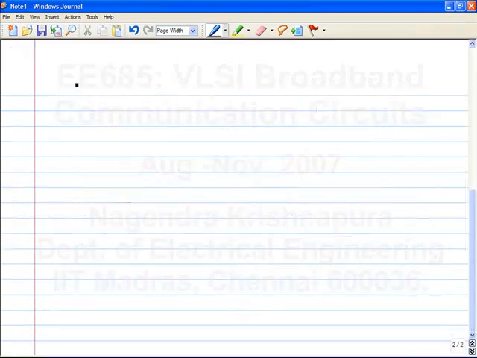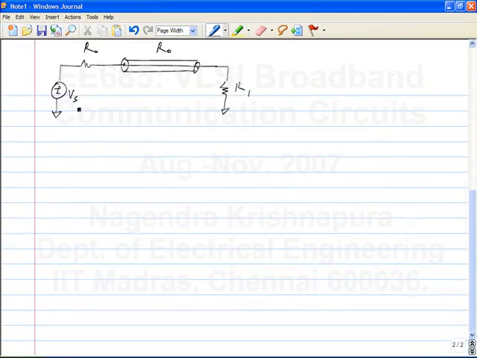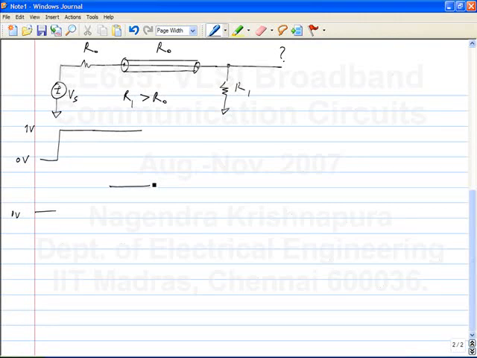Let's see how. So let's say I apply a step Vs. What do I see here? What will I see? Let's say R1 is greater than R0. What will be the value? So let's say this is a 1 volt step and this starts from 0 volts. The output is also at 0 volts initially. What is the final value of the output? Yeah, it's just a voltage divider.